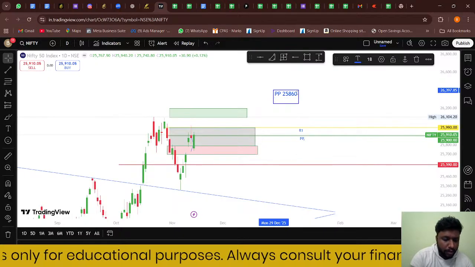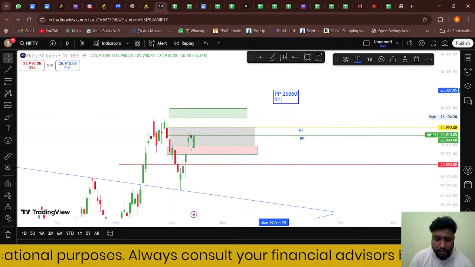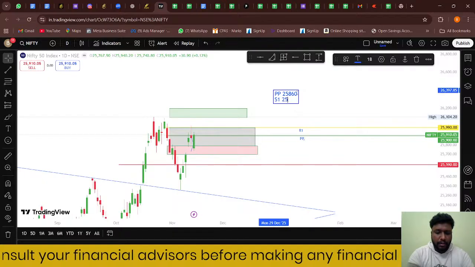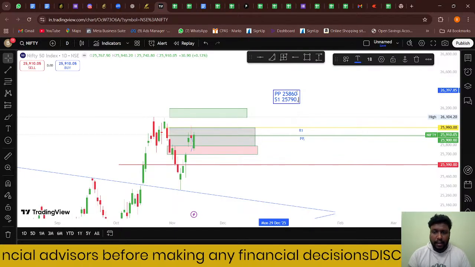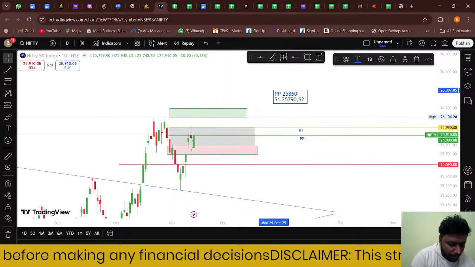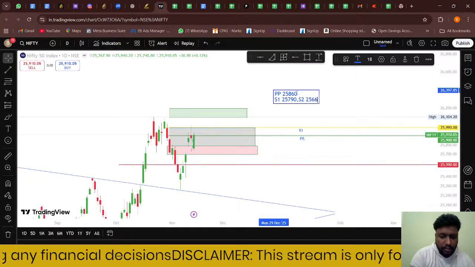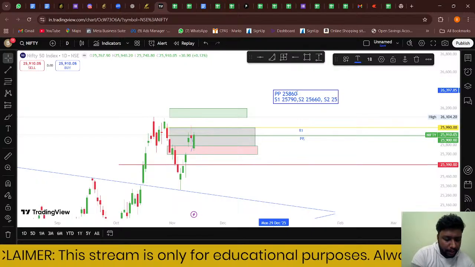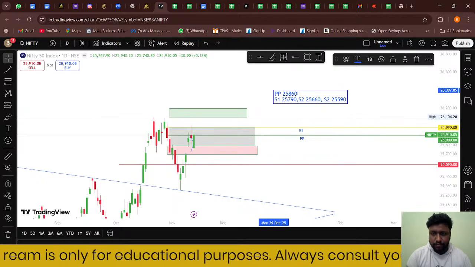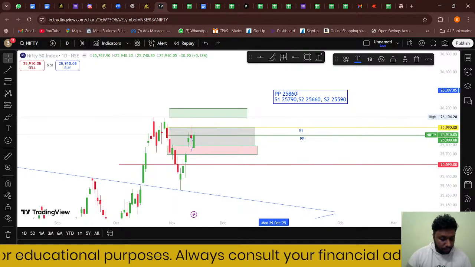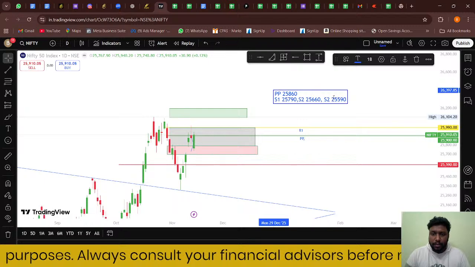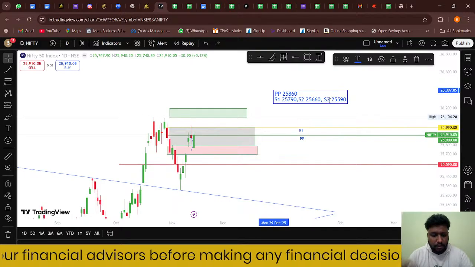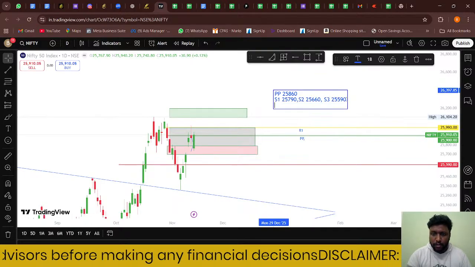So with respect to our pivot point for the day, support one lies at 25,790. Let's mark it at 790 only. You can consider the 790, 800 level. S2 will be at 25,660, and S3 will be at 25,590. So with respect to the pivot line, these are the three support zones, S1, S2 and S3.